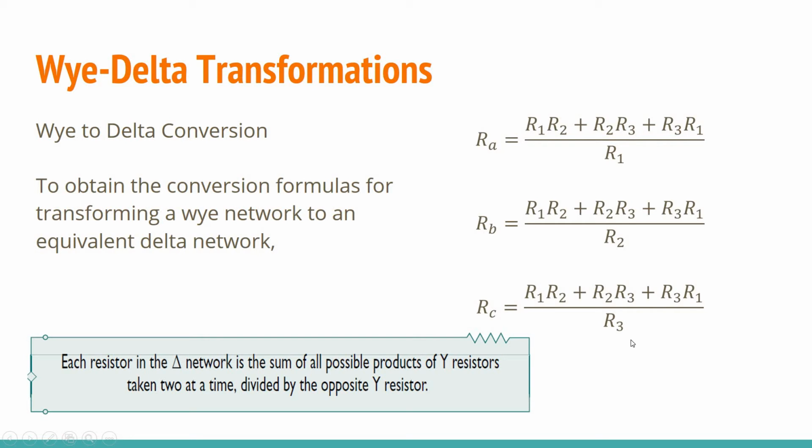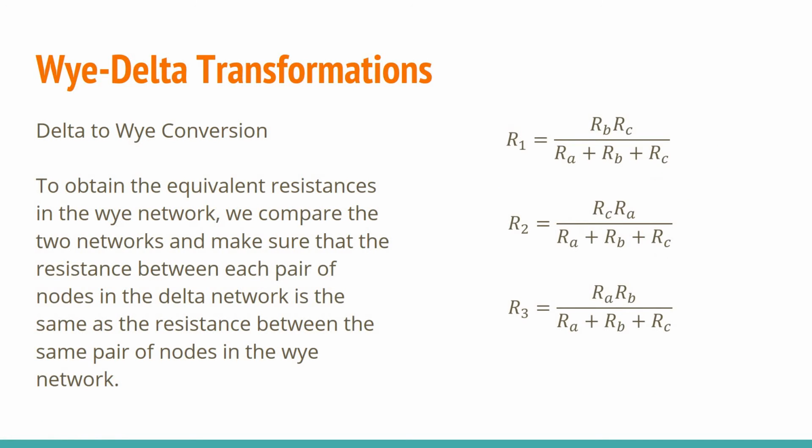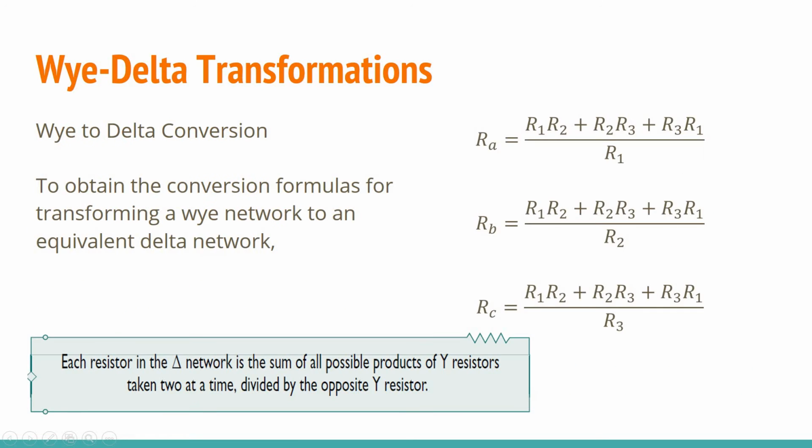Diri sa delta to Y, makabantay na ka, same ang denominator, lahi ang numerator. So, same ang nasa ubos. Ang total lang resistances sa delta, so RA plus RB plus RC, ang denominator. Okay. Each resistor in the delta network is the sum of all possible products of Y resistors taken two at a time, divided by the opposite Y resistor.